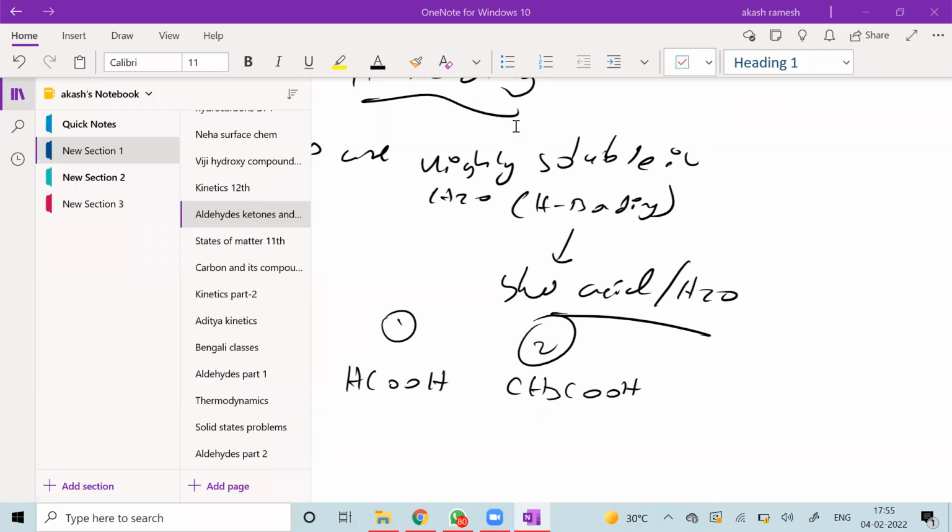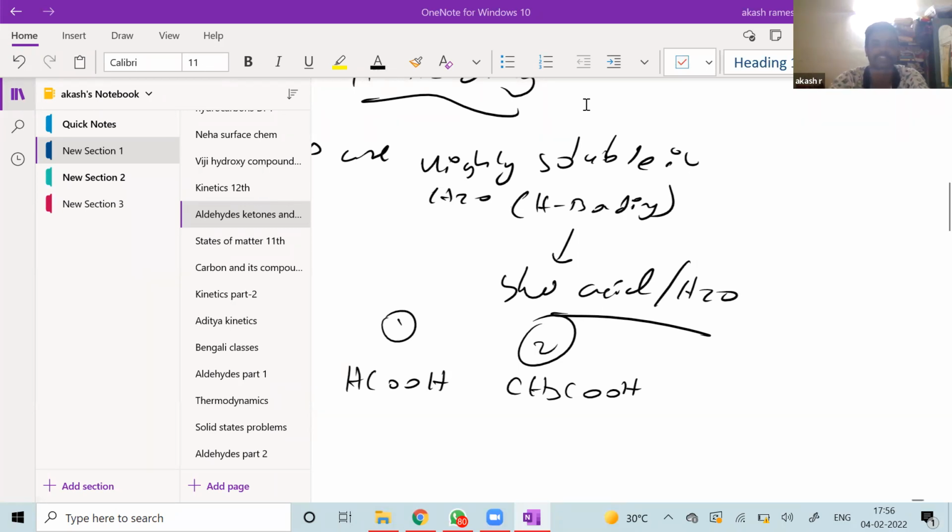Sir, because HCOOH has a lesser number of carbon atoms. Okay, fine. So because of that it is highly soluble. No, that is not the entire reason. I don't think HCOOH will dissolve in water. It does not dissolve at all. Okay, that is one answer.